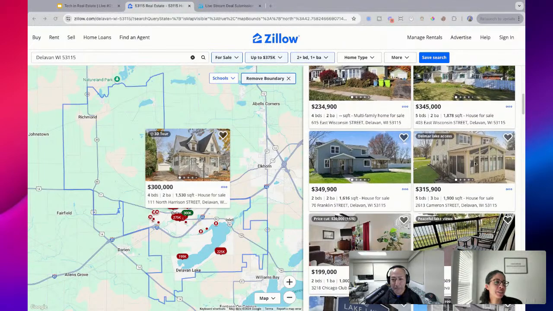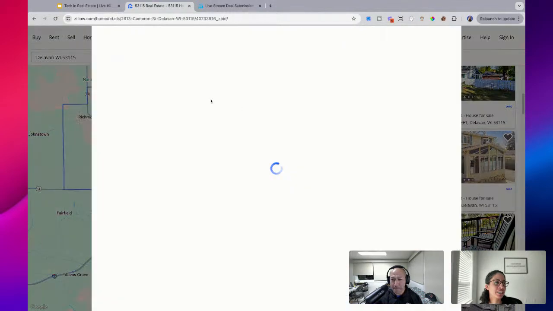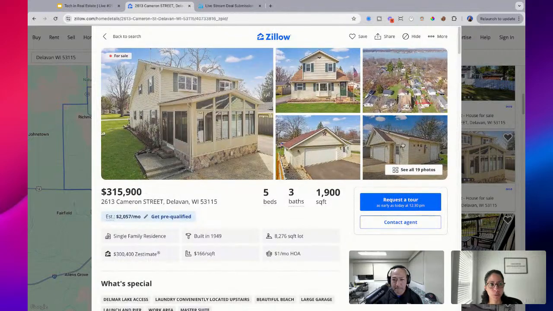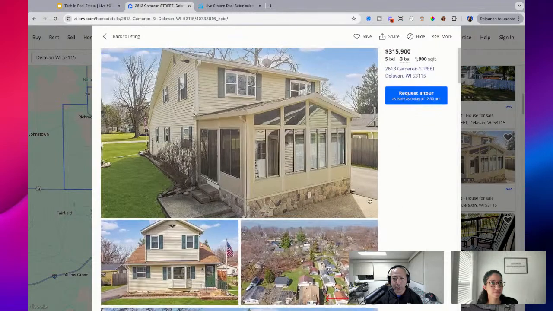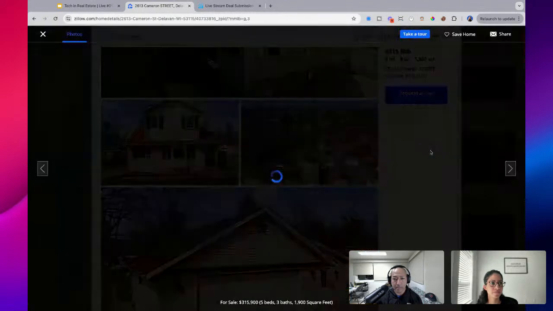So what about this one? Let's look into one of these properties and see, would we buy it, yes or no? It's 5 bedroom, which is a lot, 1,900 square feet. What's the first step you're going to do, Mark, to see if you're interested in this deal? Yeah, I'm going to just, like I said, skim through the photos real quickly.